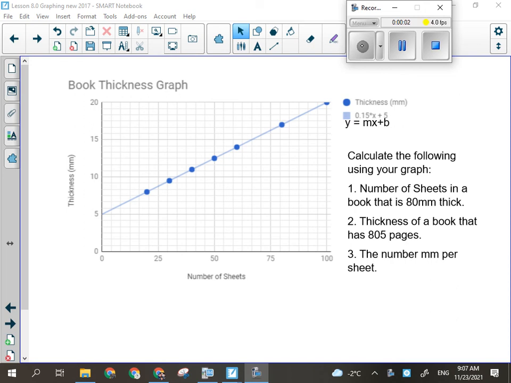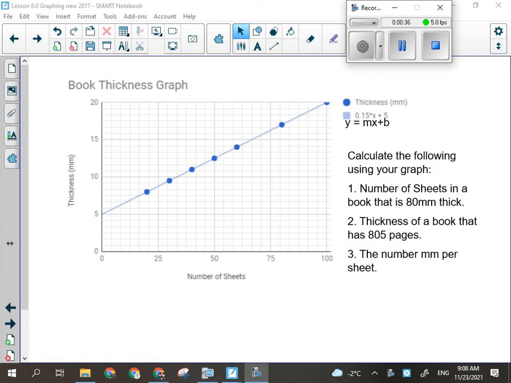Okay, so first graph here, we have a graph of book thickness. On the x-axis, we have the number of sheets or pages in the book. Okay, and then on the y-axis, we have the thickness of the book in millimeters. Obviously, the thickness of the book responds to the number of pages it has. So the number of pages or sheets is the manipulated variable and goes on the x-axis, and the thickness of the book being measured is on the y-axis.